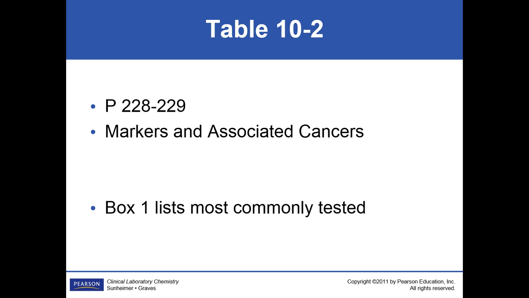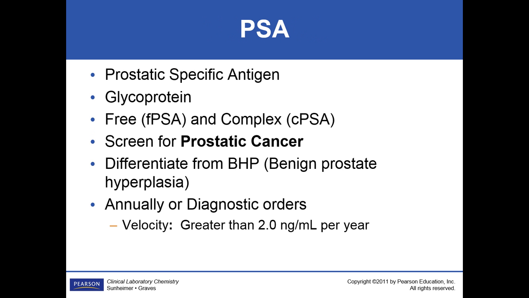On table 10.2, there's a whole long list of different markers and their associated cancers. But box 1 lists the most commonly used markers that we do test in a clinical setting. So there's just a few that we are mostly concerned with. We're going to talk about a few of these.